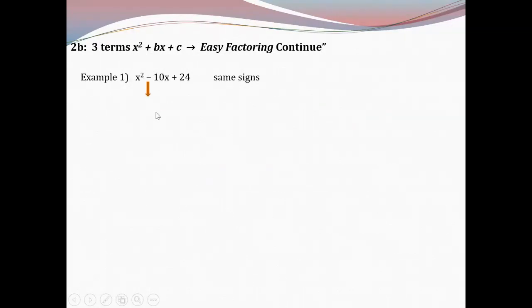Okay, so this is the way I teach it to my students. This one always comes down, the first sign, right? So we know the signs are the same, but then they're both going to be minus. Now the next thing is that you're going to get the factors of 24. How can I get 24?